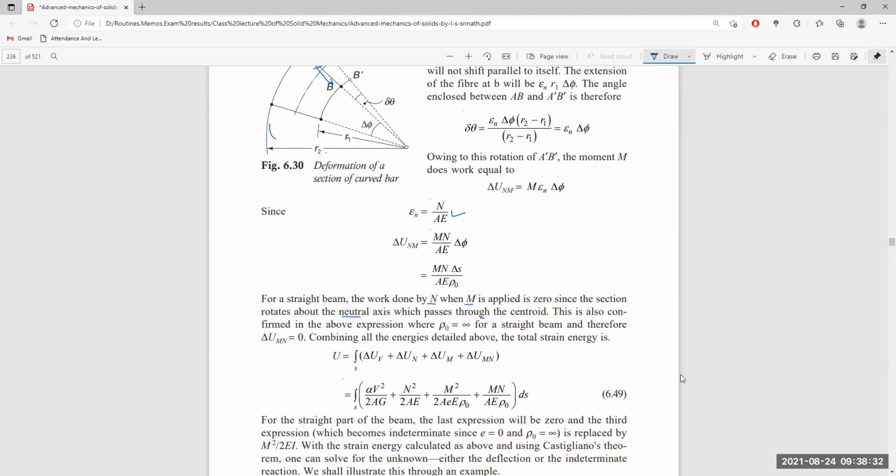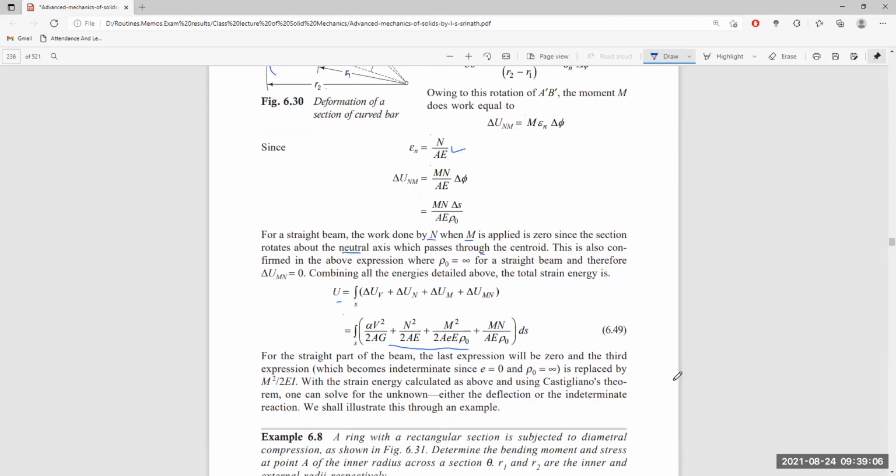Now we are combining all these energies together. So the total energy is equal to U. We have to integrate from 0 to S, S meaning the total length. Delta UV is the shear energy due to shear force, plus energy due to normal force, energy due to the bending moment, and energy due to the moment action of the bending moment when it is moved while the external force N is already applied. We put the respective values to get the total value of the strain energy of the beam stored here itself.